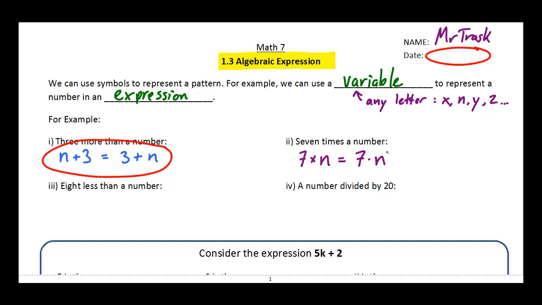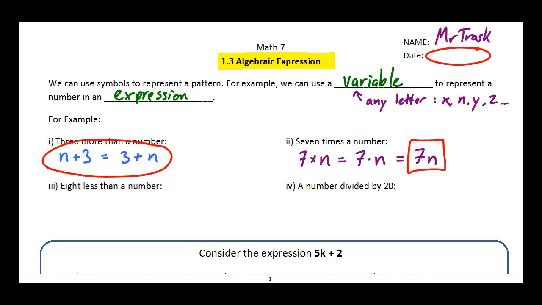It turns out, though, that mathematicians are kind of notoriously lazy, and if they can get away with not writing something, then they will. And so there's another way to write this, and that is to just write 7n. And that is the preferred way of writing this expression. 7 times the number, just write 7 with the variable right beside it. 7n, 7x, 7y, whatever it is. Any of these are correct, and if you use those, you're not wrong. It's just that you want to get in the habit of using this last one here.